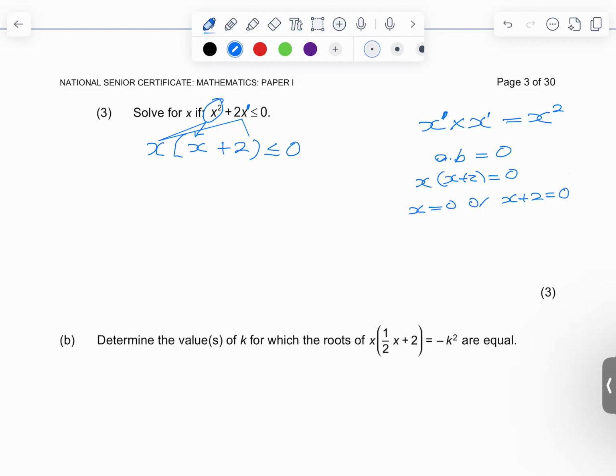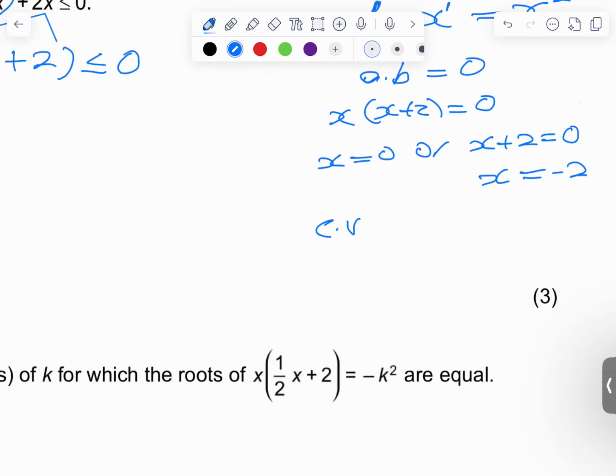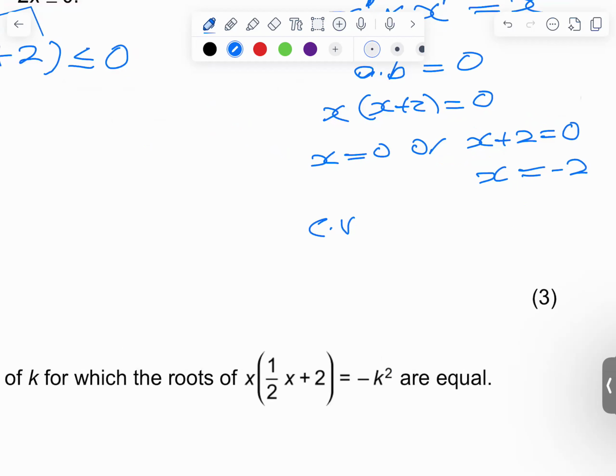In the first one, we don't need to solve for x because x has been solved. So you'll end up having x is equal to negative 2 in the second one. These two values, we call them the critical values, which is CVs. So what do we have as CVs? We've got x is equal to 0 or x is equal to negative 2.